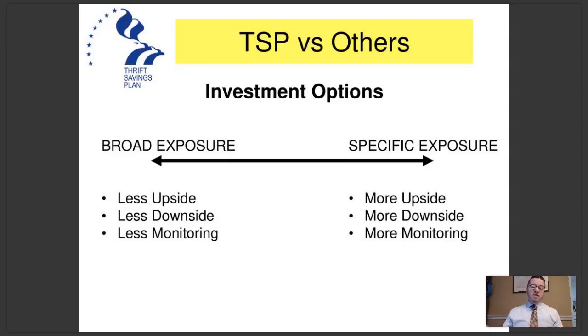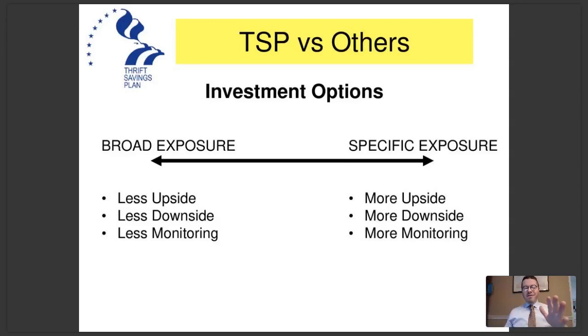So anybody here who has money outside the TSP, let's say you have it in a 401k, let's say you have it in an IRA, let's say you have it in non-qualified investments, all those should give you the ability to invest your money in more specific holdings, whether it be individual stocks or specific sectors, something that's a little bit narrower than just the broad market exposure.